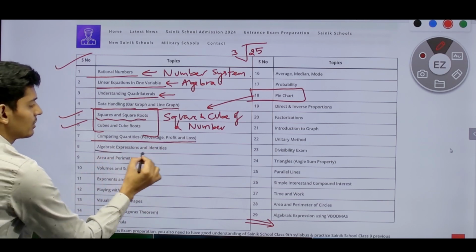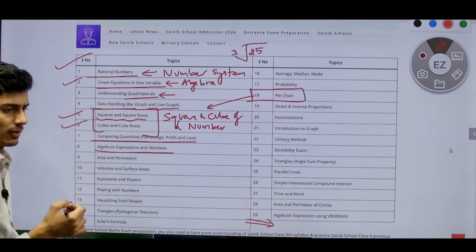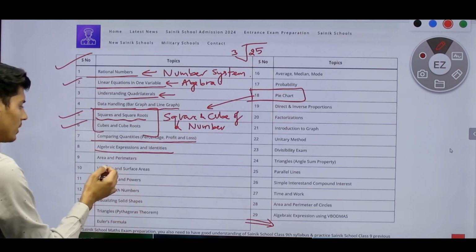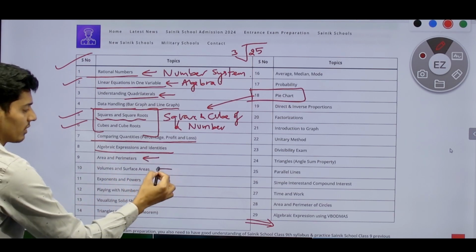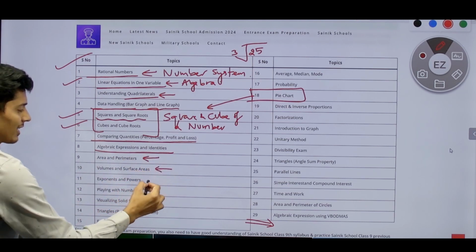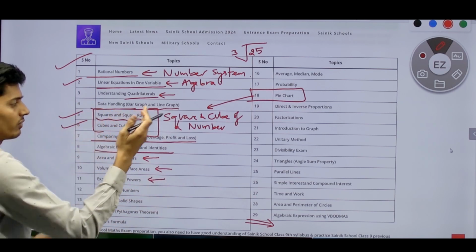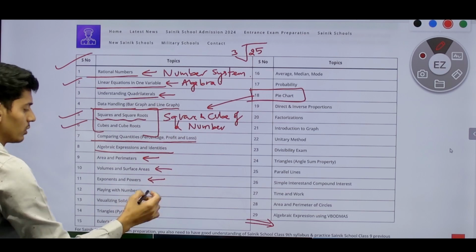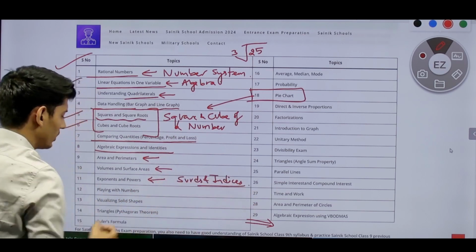Then we are comparing quantities, which is percentage, profit and loss. Then algebraic expressions, identities. So chapter number 2 can basically be clubbed with topic number 8. Then we have area of closed figures, then volume and surface area of certain figures, then exponents and powers. Exponents and powers is a superset of square and cube of a number. So we can also call it surds and indices. Okay? We can call it surds and indices.